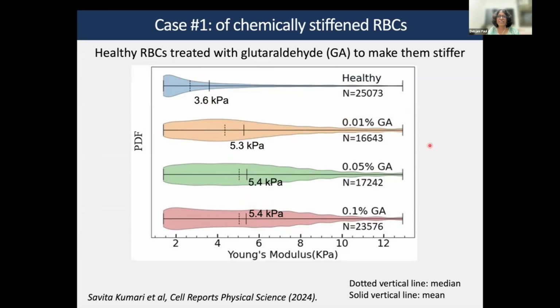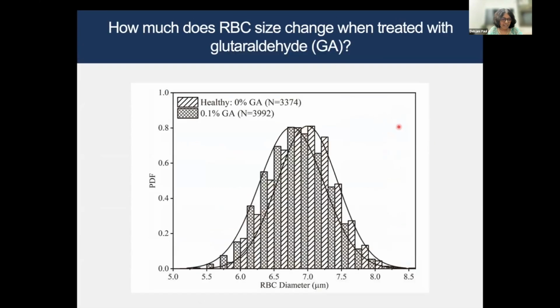Now, this was something that we did in the lab, and then we wanted to see how it works for, say, a disease condition. Here there's something that we have to keep in mind, which is: is the size of the RBC changing when we are treating it with glutaraldehyde? And we did this. These are the two distributions. And we find that the means of these two are really not very different. So what we are seeing is actually because of deformability change and not because of size change.